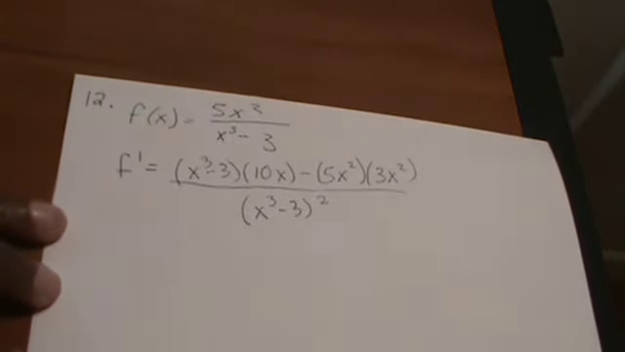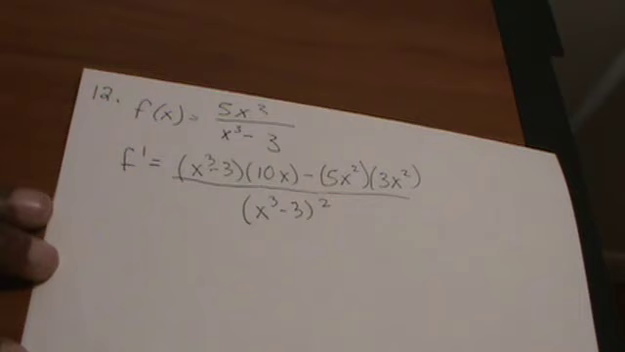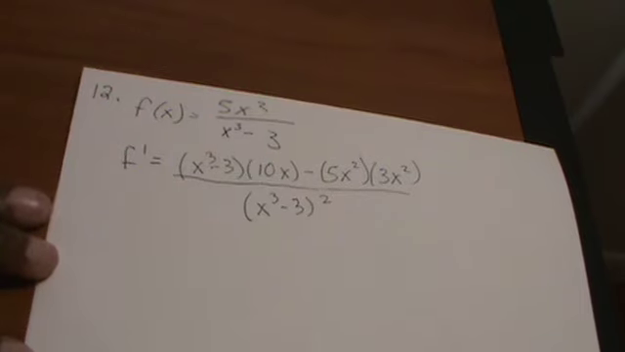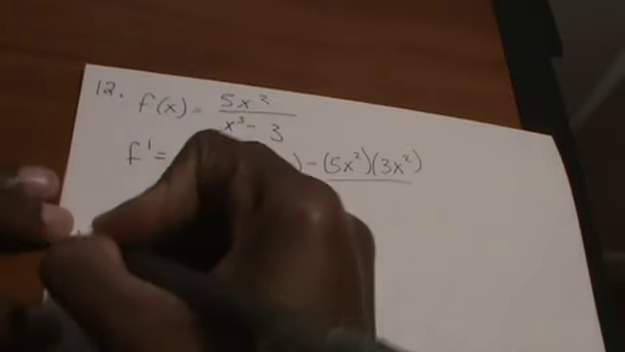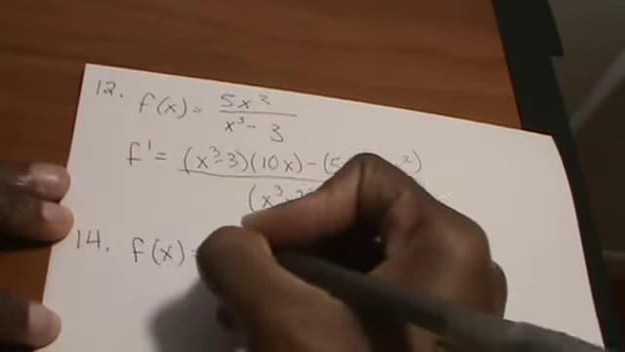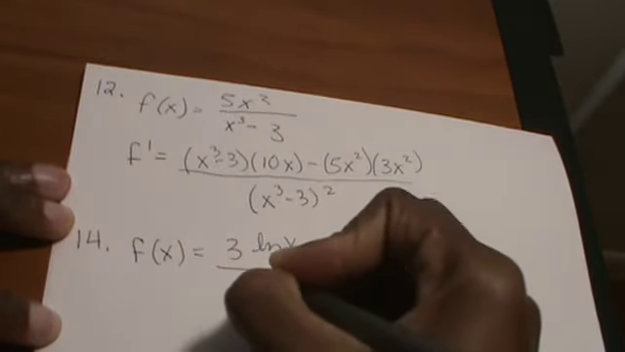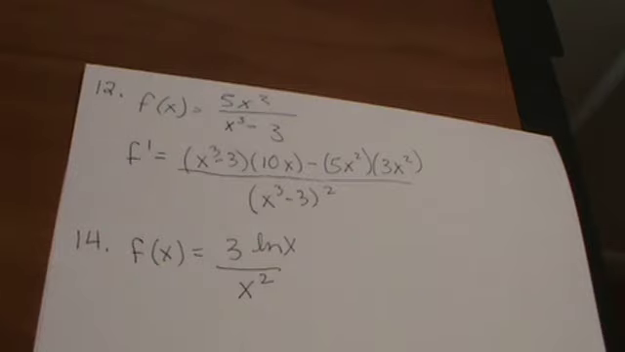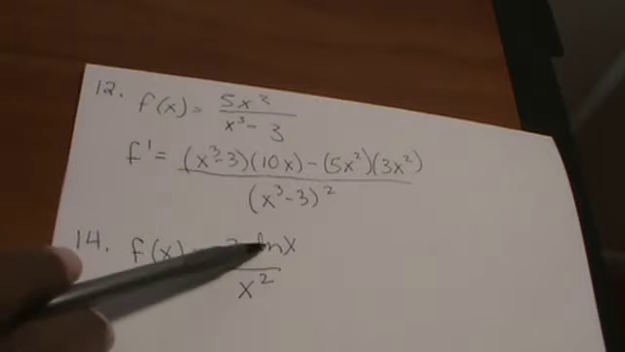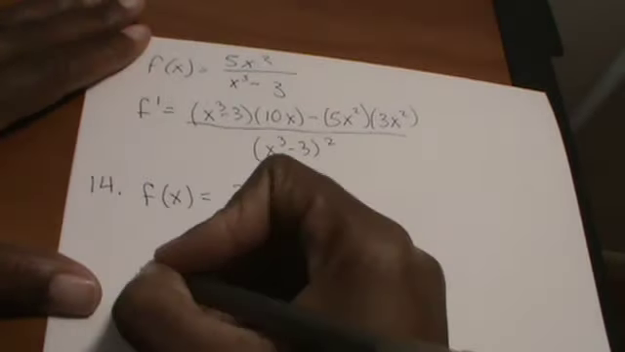Problem number 13, I'm not going to do that because 13 is very similar to problem number 3, as in the number after 2. Okay, so then 14 reads that f of x equals 3 times the natural log of x divided by x squared. Okay, this too is a quotient rule. You notice something with an x in it divided by something with an x in it. So let's get to it.